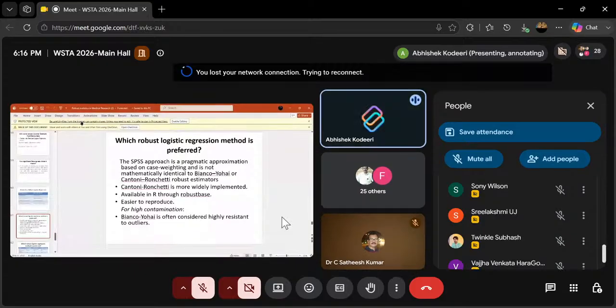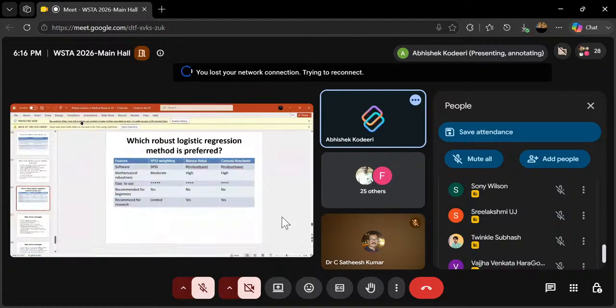Robust base command is for higher contamination, and it is easier to reproduce also. So if you ask me, this is my own opinion only, I can assure that, but when you compare with the robust logistic regression method, it is preferred.